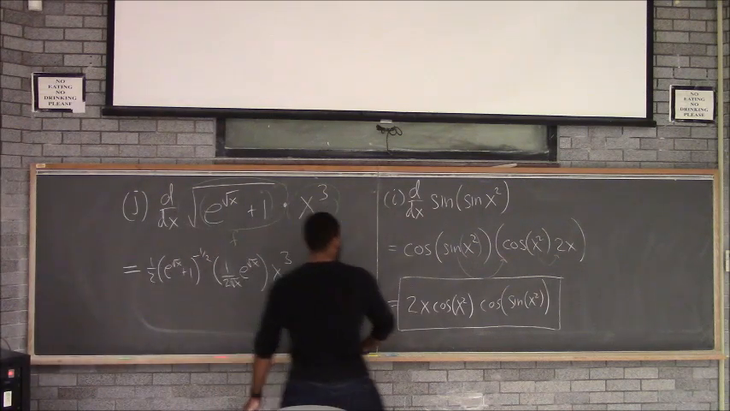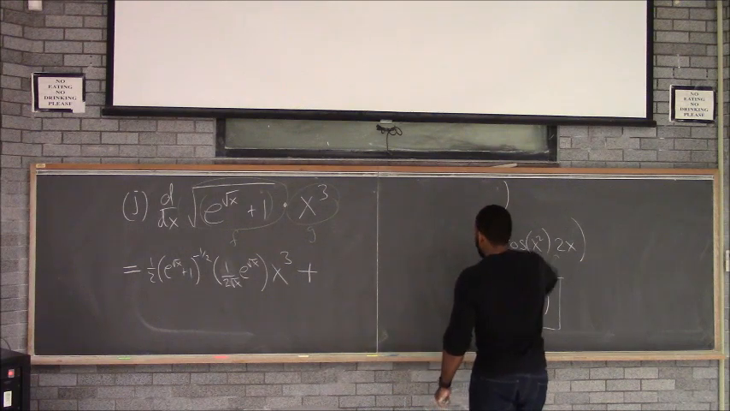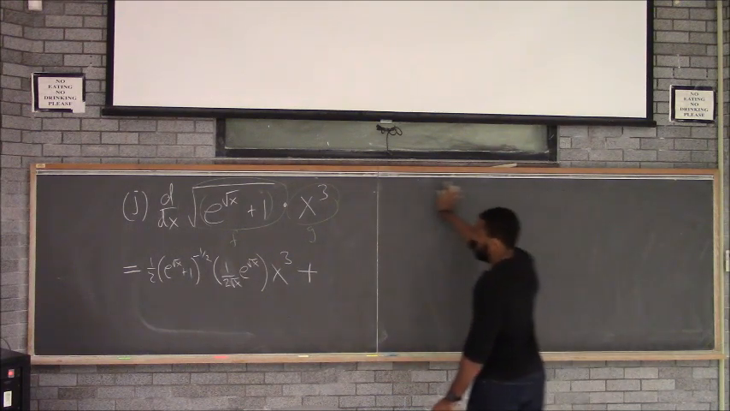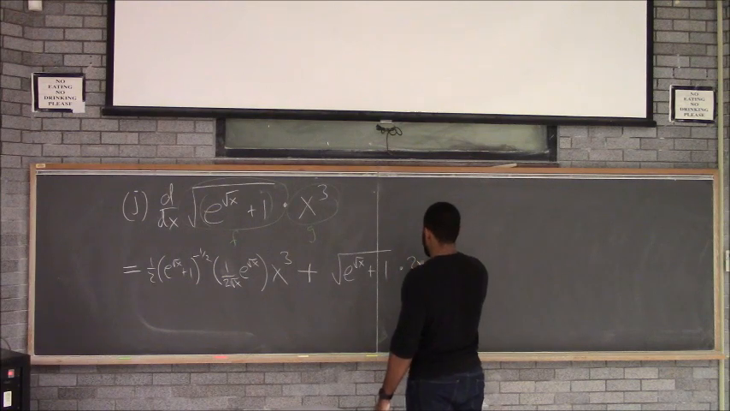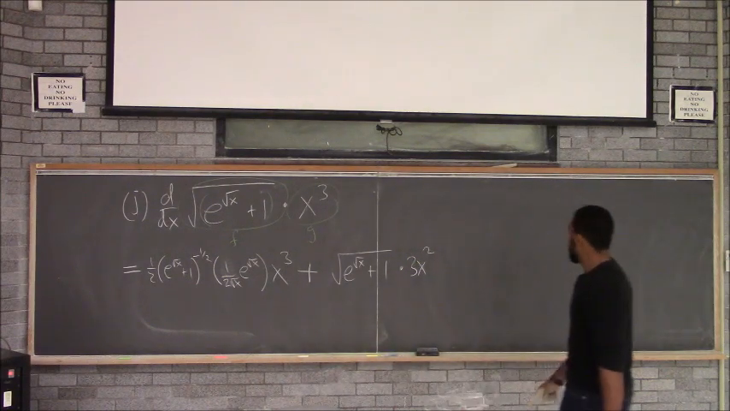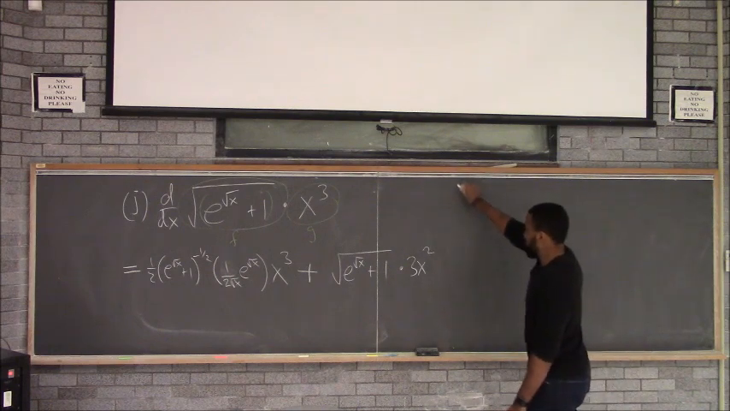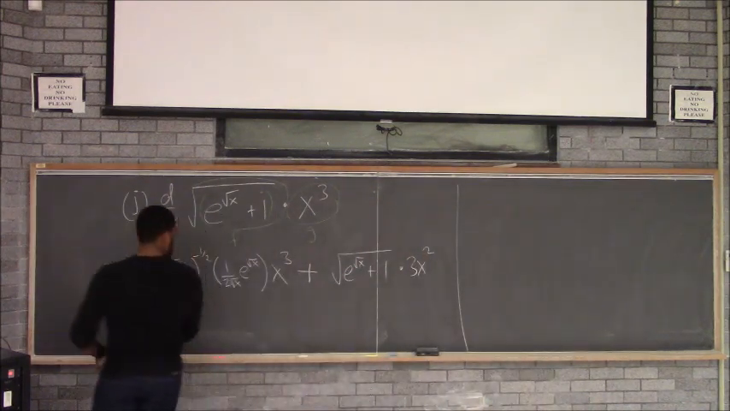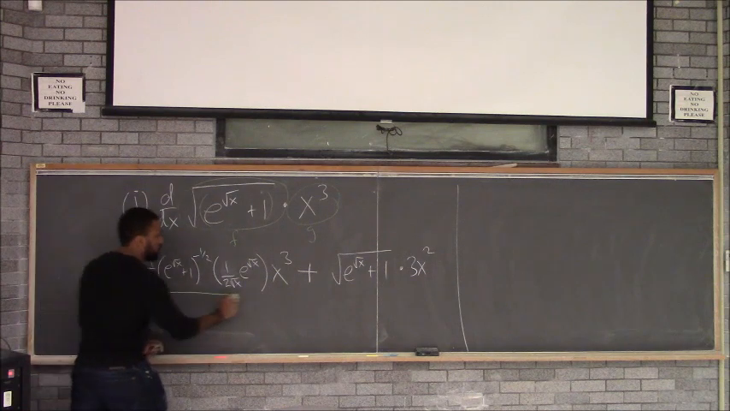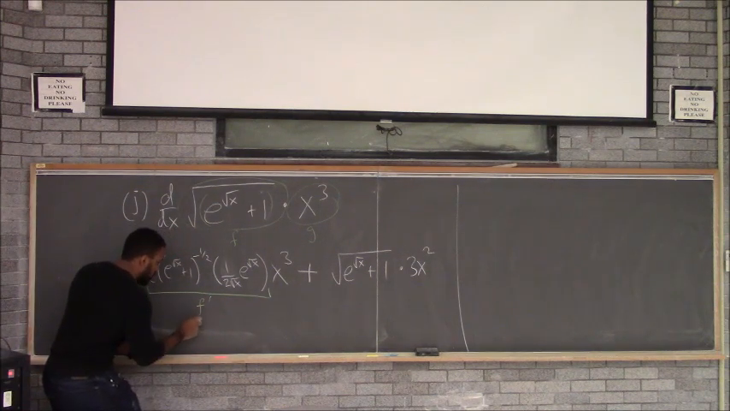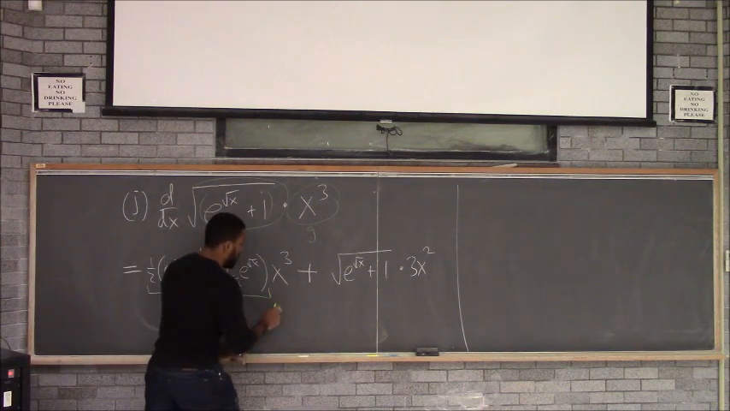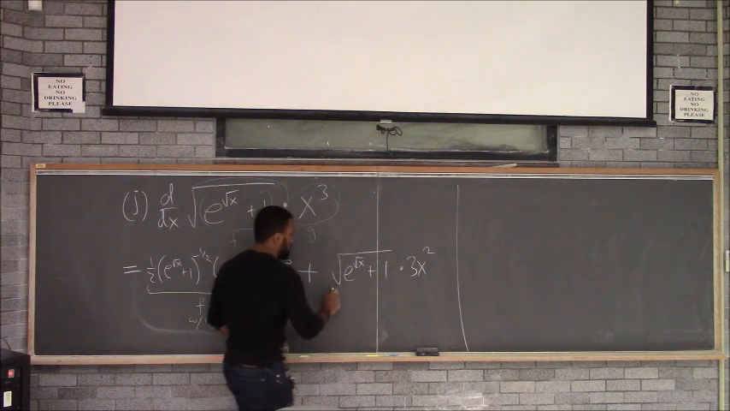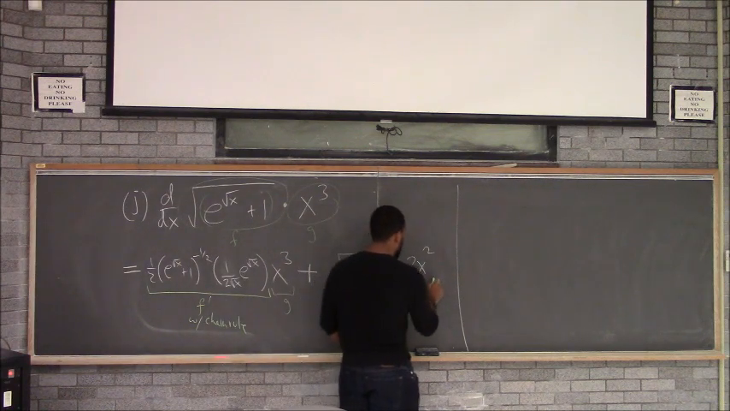Plus. Now you leave the first one, e to the radical x plus 1 times the derivative of that, plus 3x squared. So here, this here is f prime with chain rule. Actually a double chain rule, and this here is g. Now this is f, and this is g prime.